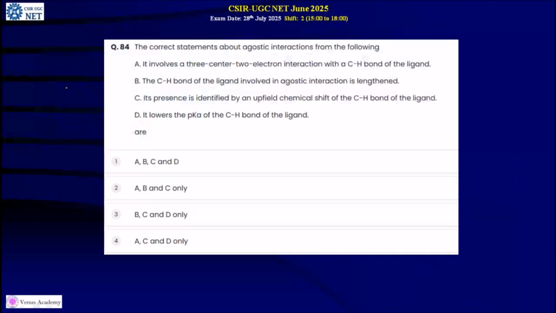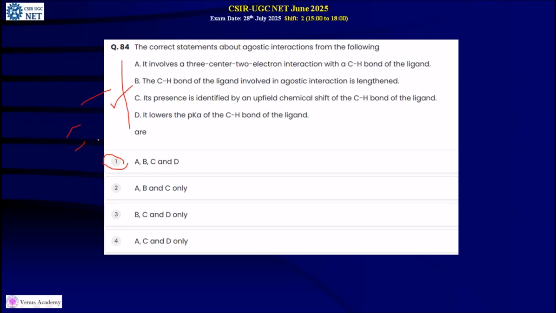Next, question number 84. The correct statements about agostic interactions from the following. Statement A, it involves a 3-center 2-electron interaction with a C-H bond of the ligand. Statement B, the C-H bond of the ligand involved in agostic interaction is lengthened. Statement C, its presence is identified by an upfield chemical shift of the C-H bond of the ligand. Statement D, it lowers the pKa of the C-H bond of the ligand. So for question number 84, option 1, that is A, B, C, D all are correct, students.